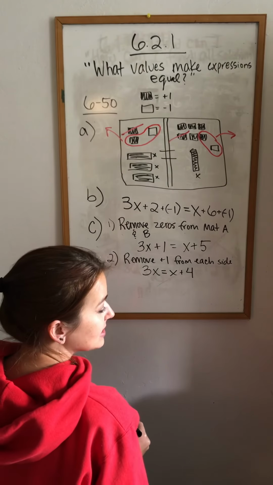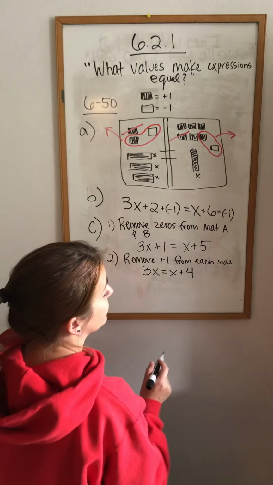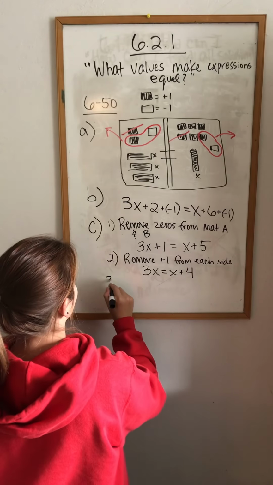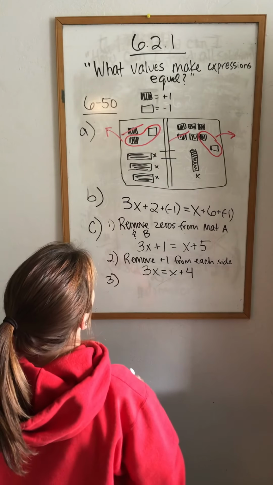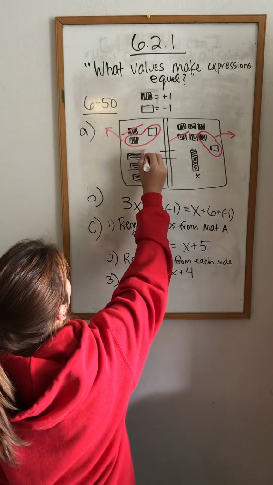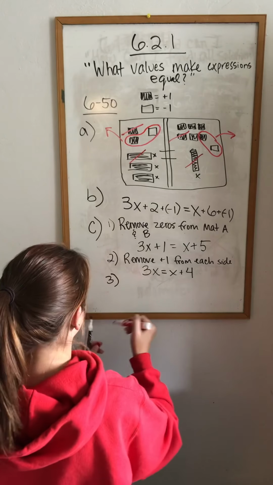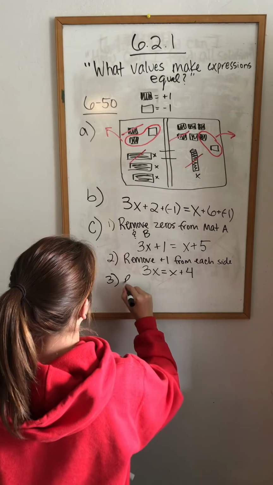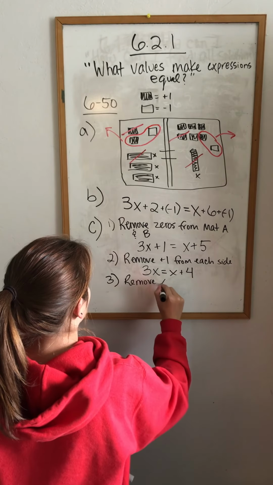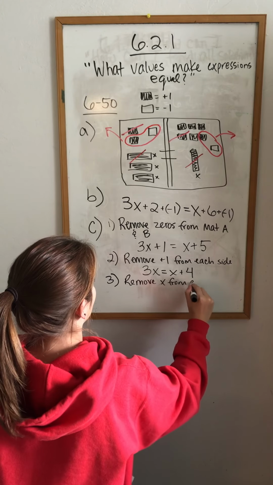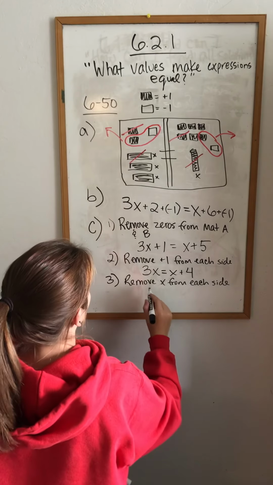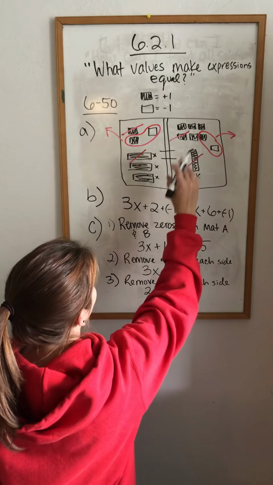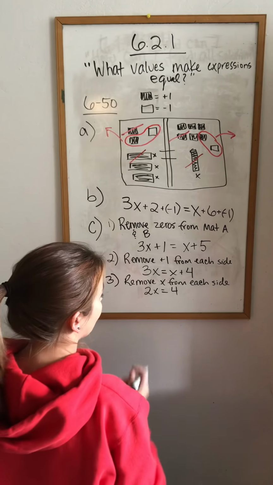And my almost last step: I matched up an x from each side. So I matched up this x with this x. So I remove x from each side, and I'm left with 2x equals 4.